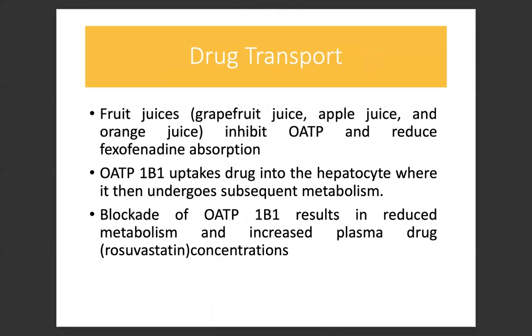Next, fruit juices. So example is your grapefruit juice, apple juice, and orange juice. Reduces fexofenadine absorption. Still inhibits the protein. OATP1B1 uptakes drug into the hepatocyte where it then undergoes subsequent metabolism. So blockade of this transport protein results in reduced metabolism and increased plasma drug concentrations of your rosuvastatin.